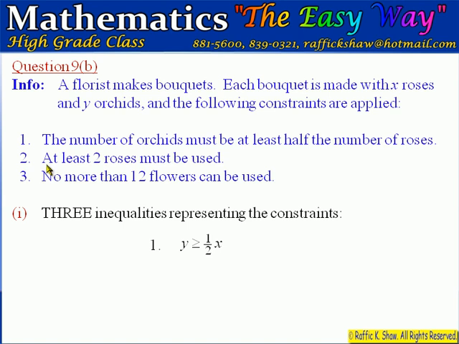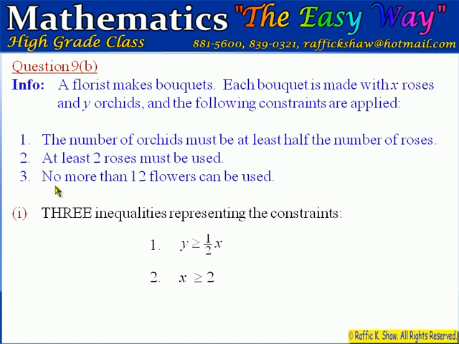The second condition is telling us that there must be at least 2 roses in each bouquet. At least 2 roses means that the number of roses must be 2 or more. And let's show the inequality for that. And this is it. The number of roses, which is X, must be greater than or equal to 2. At least 2 means 2 or more. So this is the inequality for the second condition.